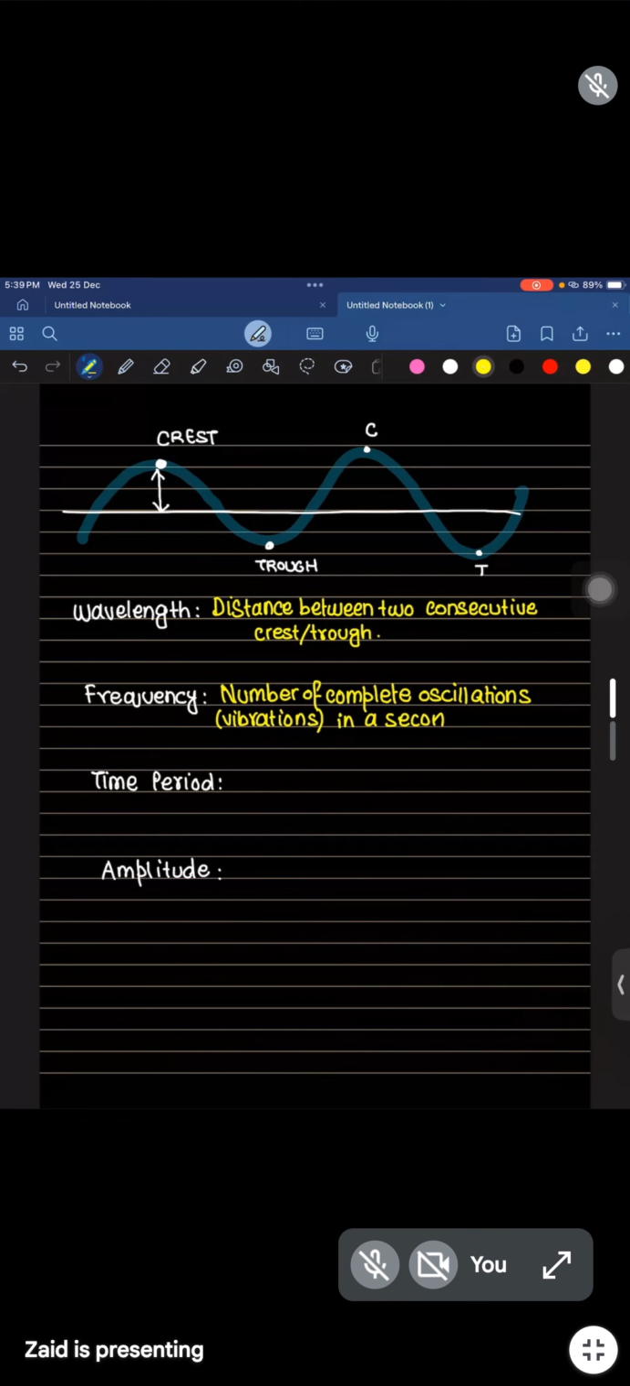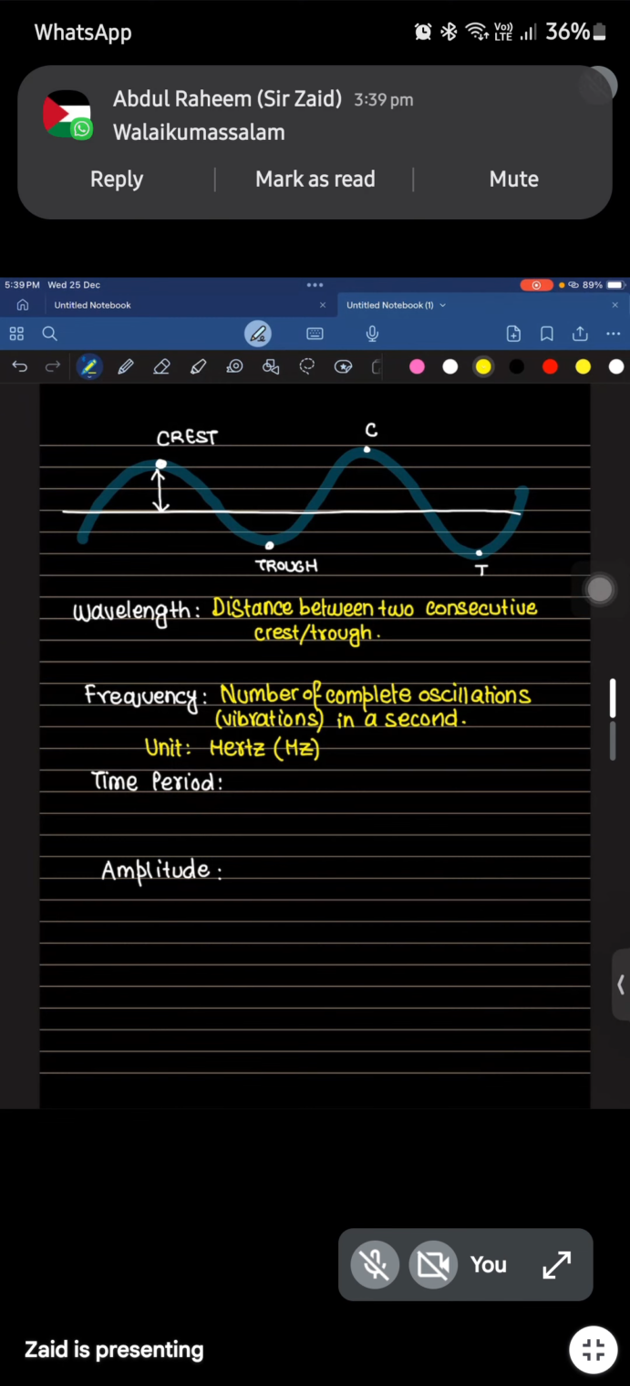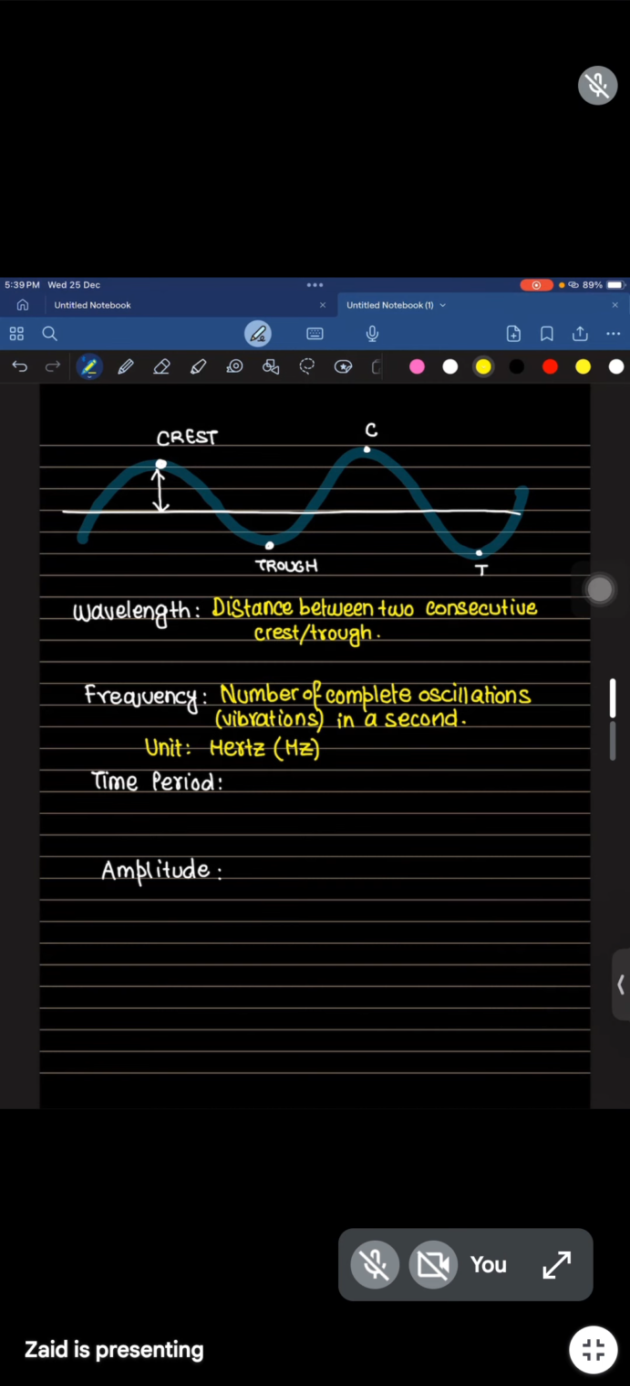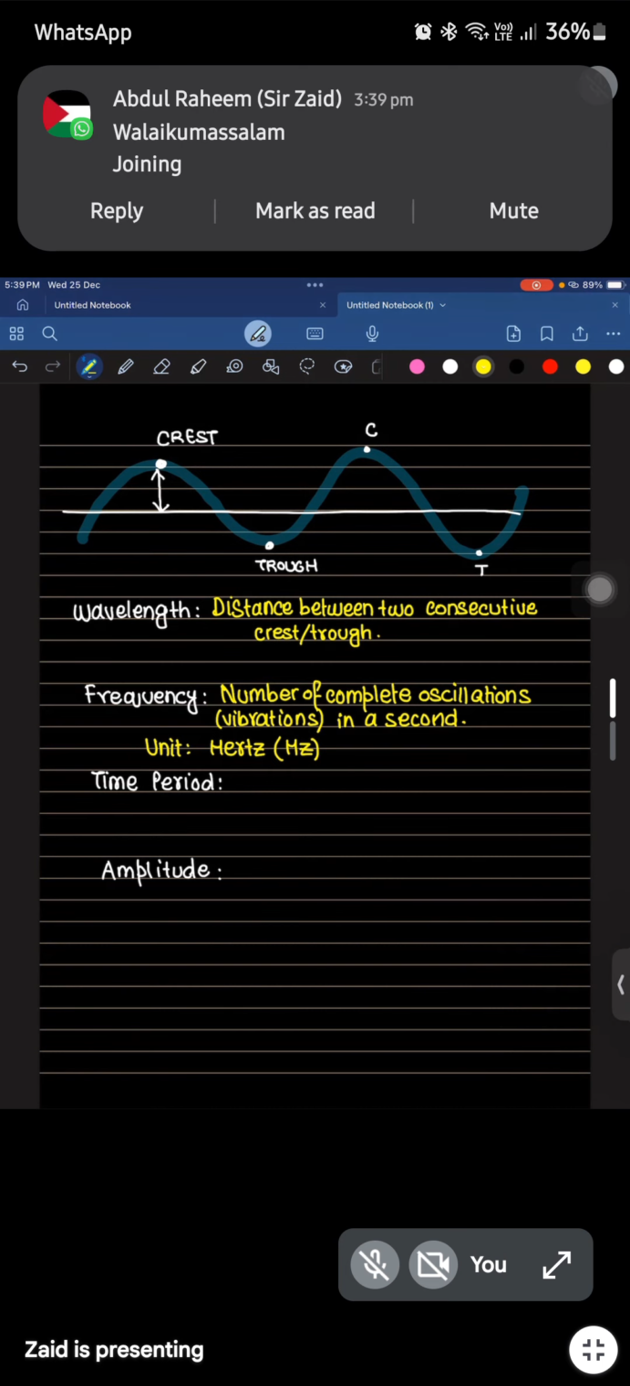The unit for frequency is hertz. Symbol is Hz. Then we have time period. Time period is basically the reciprocal of frequency. How much time it is taking for a wave to complete one cycle. Frequency is how many cycles in a second, and time period is how much time for one complete cycle.